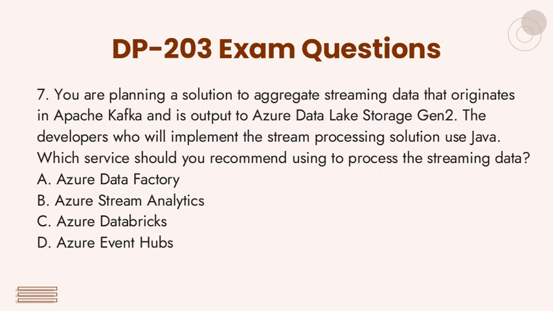7. You are planning a solution to aggregate streaming data that originates in Apache Kafka and is output to Azure Data Lake Storage Gen2. The developers who will implement the stream processing solution use Java. Which service should you recommend using to process the streaming data? A. Azure Data Factory. B. Azure Stream Analytics. C. Azure Databricks. D. Azure Event Hubs.